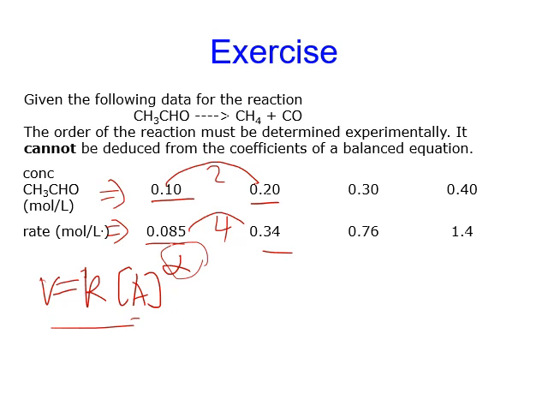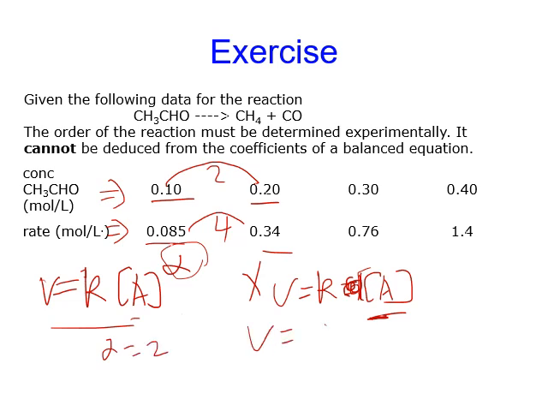Alpha cannot be 1, because if alpha is 1, then the reaction rate is k times A. That means if A increased twice, the reaction rate also increased twice. It's linear, so that can't be true. So what if alpha is 2? Then the reaction rate law should be k A squared. Now if A increased twice, the square becomes 4 times, and that makes sense. So that is good. Now let's look at the next data.